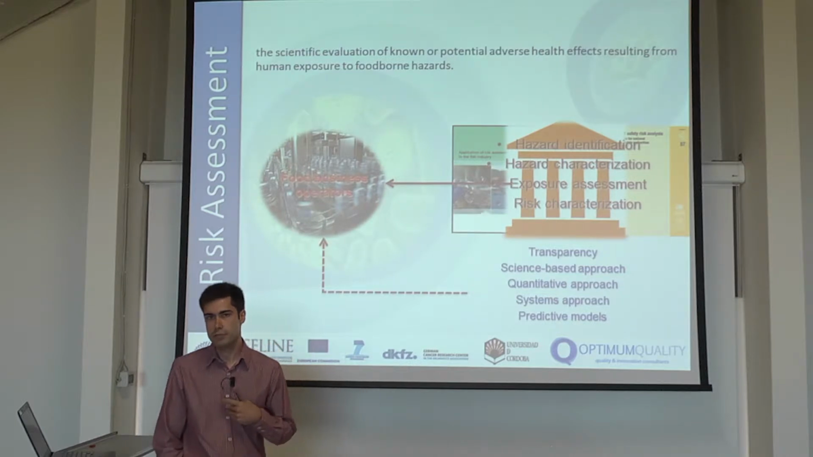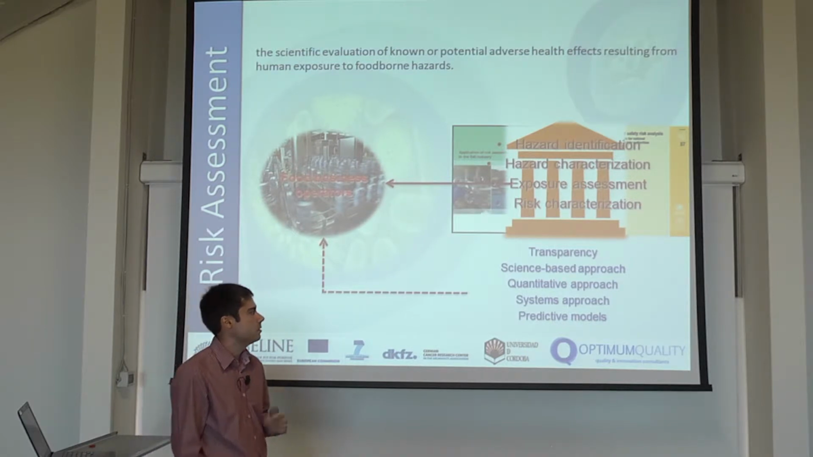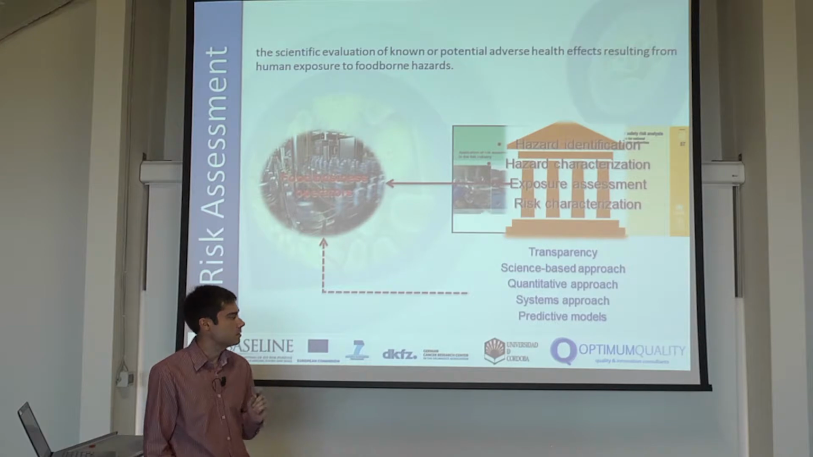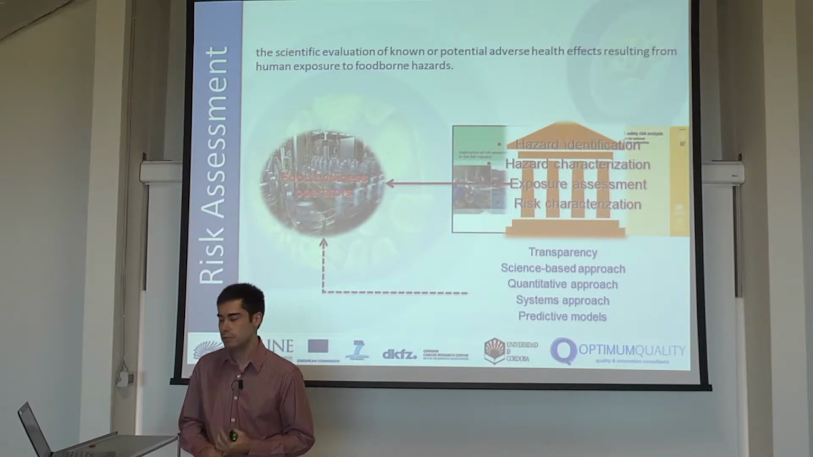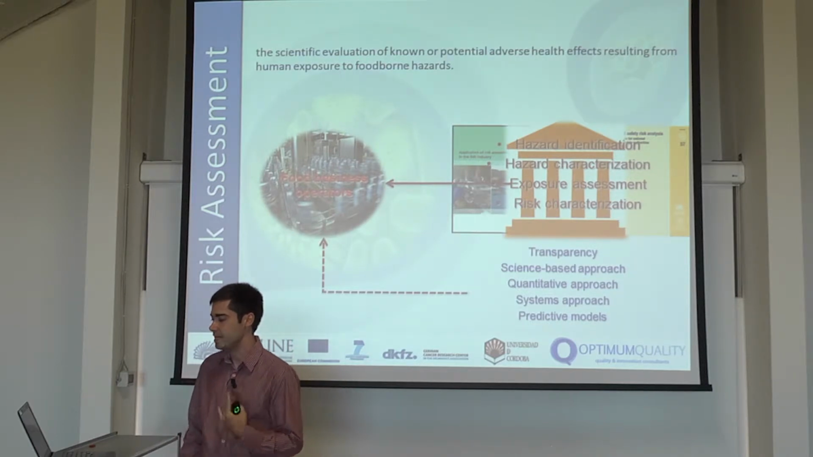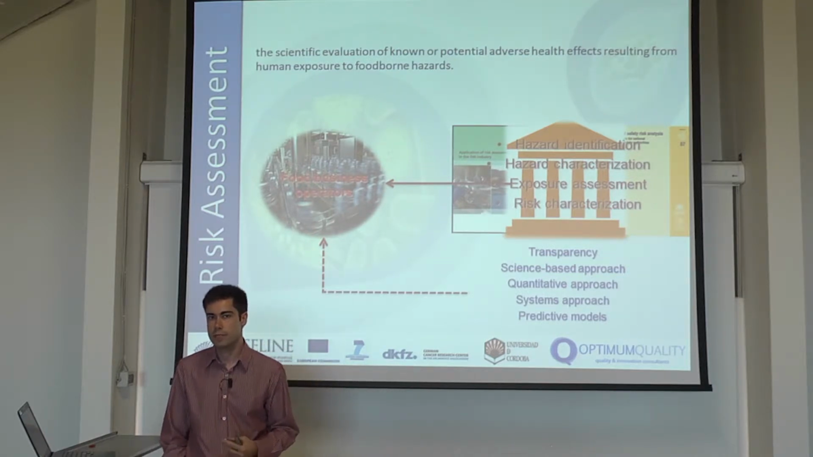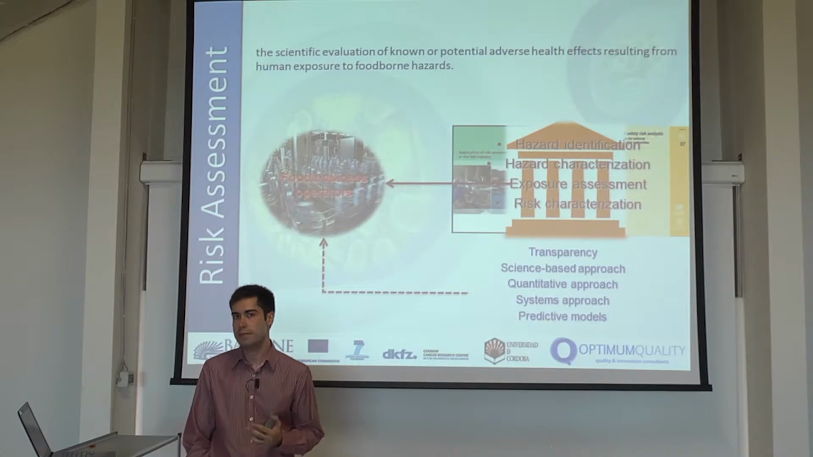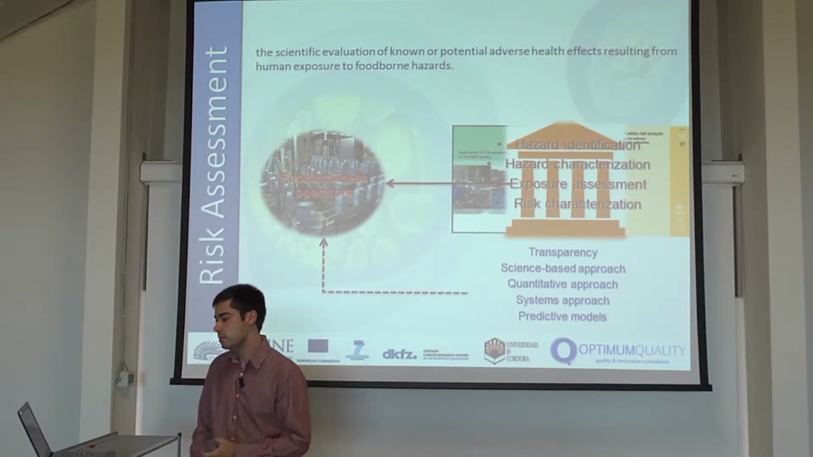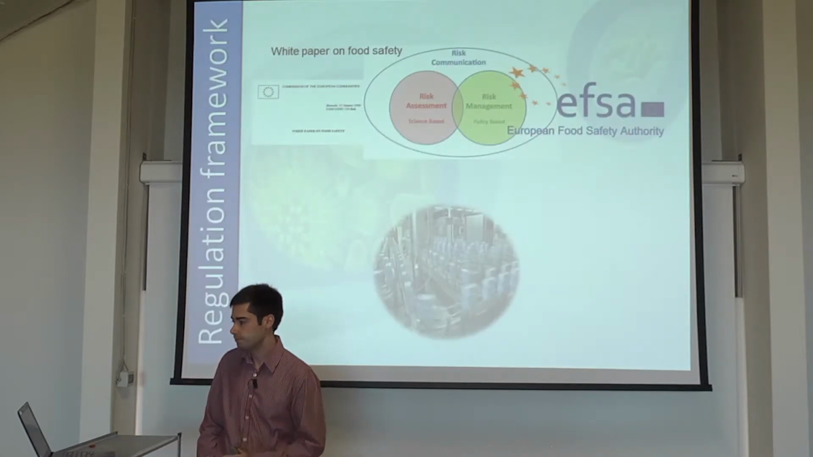From this approach, there are some components that can be set. For example, this risk assessment should be transparent. In other words, it should mention all the information in the documents. It should be a science-based approach, a quantitative approach. We intend to quantify the microbiological evolution throughout the food chain. It should be based on a systems approach by defining step by step the microbiological behavior, and also predictive models can be used as a tool to quantify this microbiological behavior, as I will show later on.